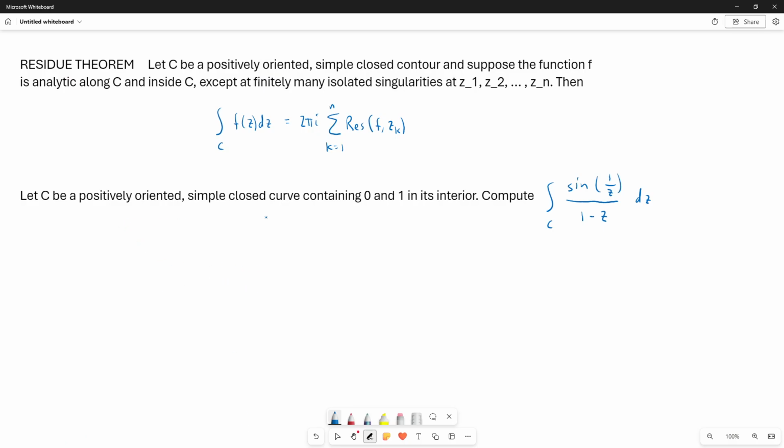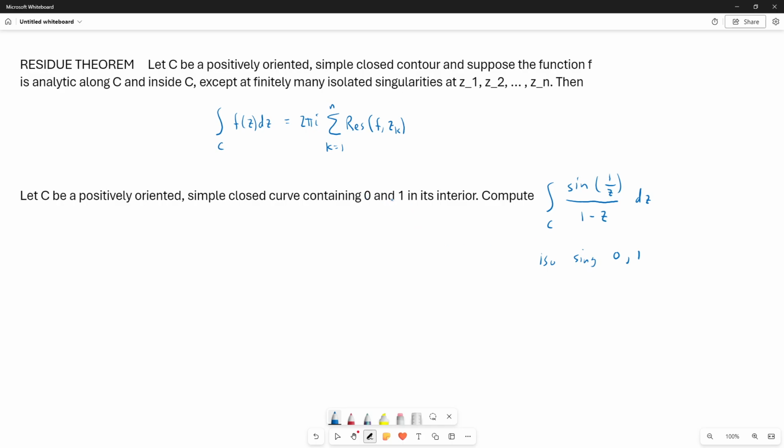Okay, we're going to use the residue theorem to compute an integral here, where C, that's our contour, is a positively oriented simple closed curve that contains both 0 and 1 in its interior. And our integrand is the sine of 1 over z, over 1 minus z. So this function has isolated singularities at 0 because of the 1 over z, and because 1 minus z is in the denominator here, also at 1.